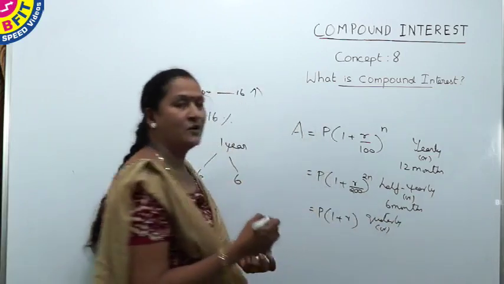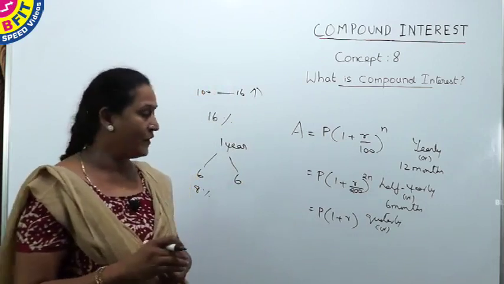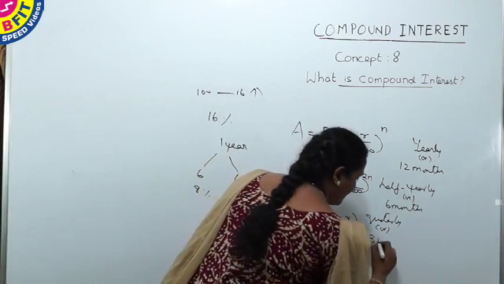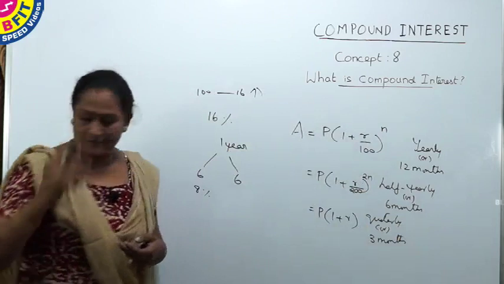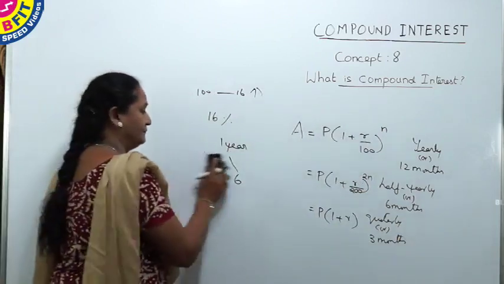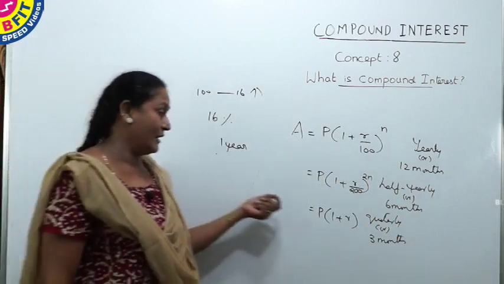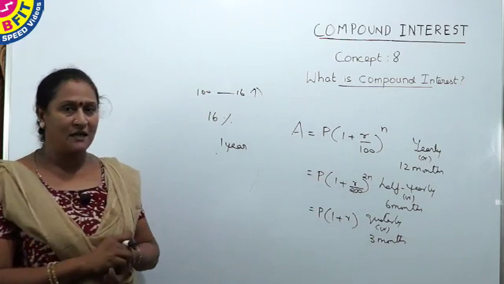So quarterly means how many months? They think that it is 4, but quarterly means for every 3 months interest is calculated. See, the same rate percent is 16. So quarterly means for every 3 months interest is calculated. And how many 3 months are there in 1 year?